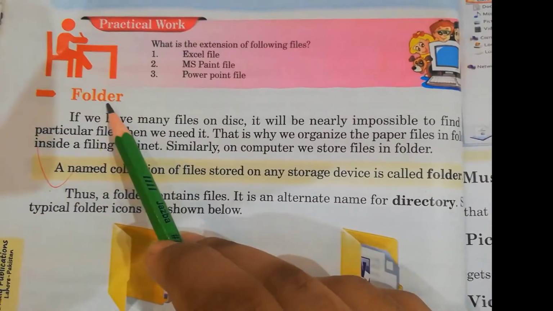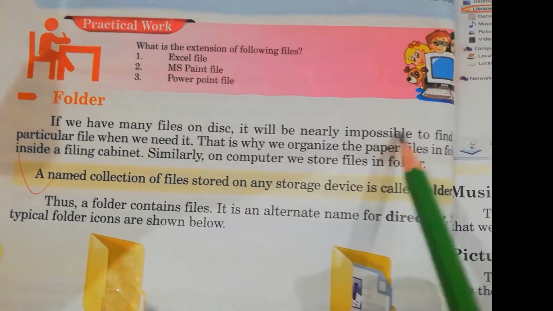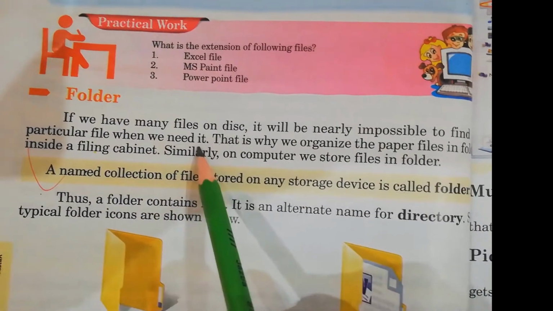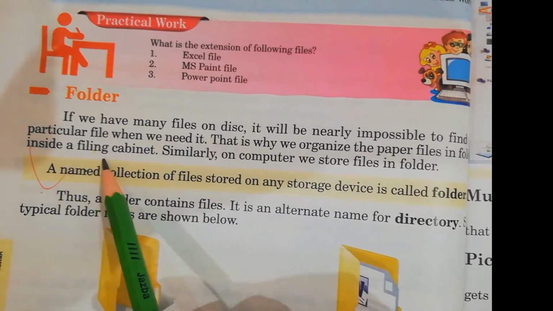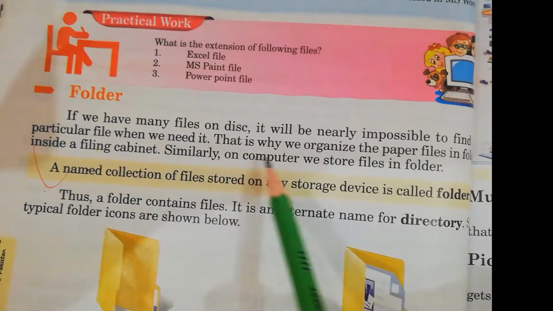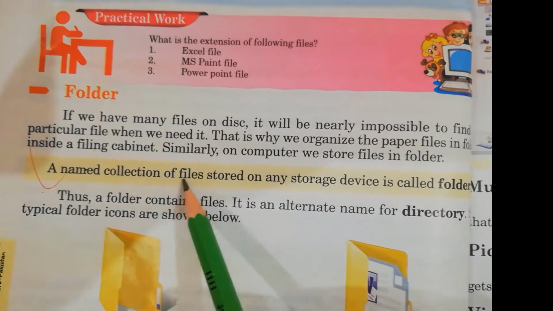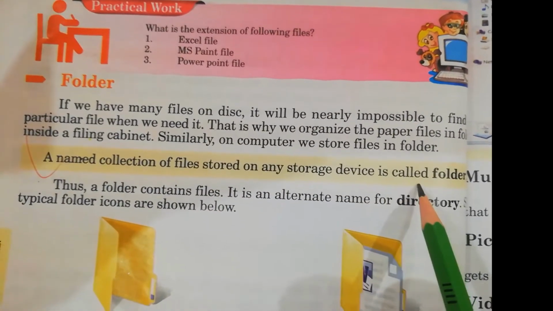Now the next topic is folder. If we have many files on disk, it will be nearly impossible to find a particular file when we need it. That is why we organize the paper files in folders inside a filing cabinet. Similarly, on computers we store files in folders. A named collection of files stored on any storage device is called a folder.